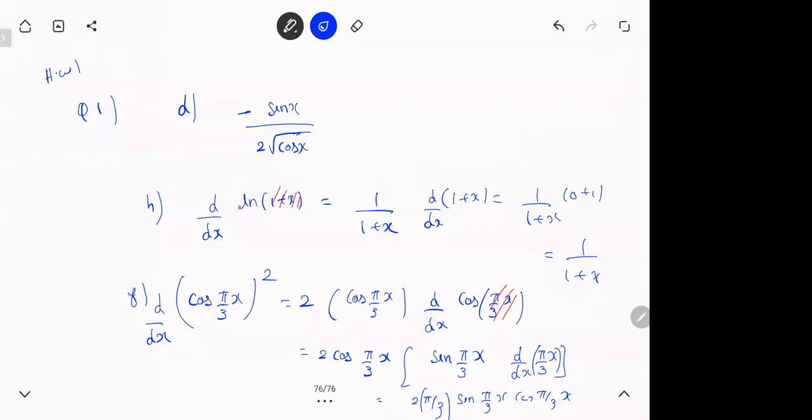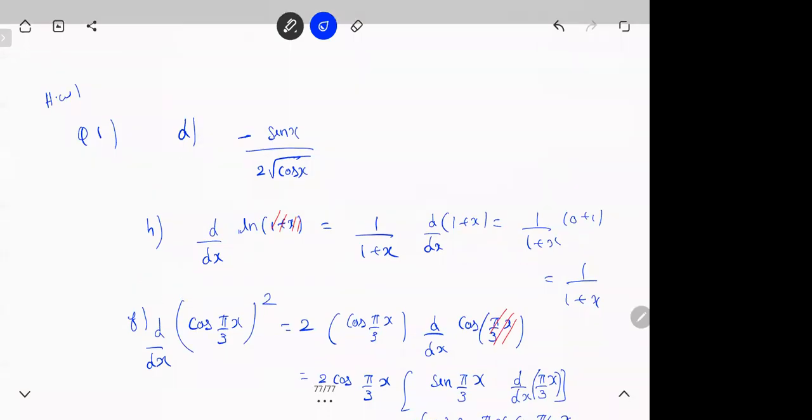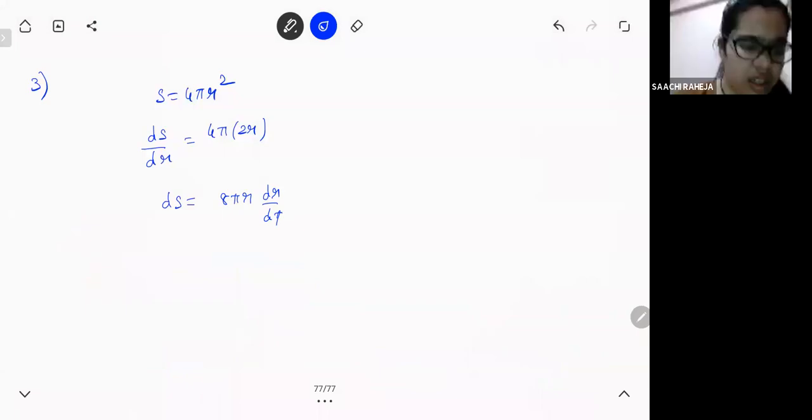Question number 3. Surface area of a sphere. See now, surface area is what? 4 pi r square, no? If you do ds by dr, I'll get 4 pi 2r. Send dr to that side. I have written its solution on the third page also. Yes, no sir, the solution is there on the next page.